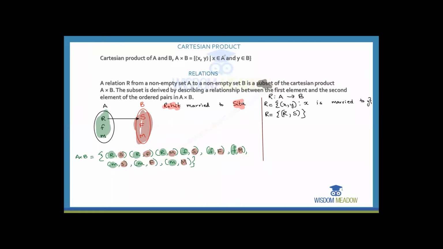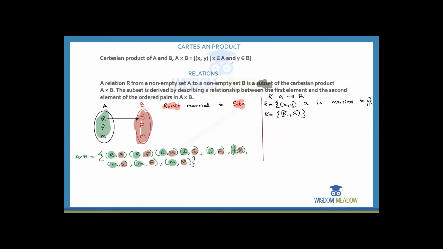In this, please understand that you will not consider the case where Rohit's father is married to Rohit's mother, or Sita's father is married to Sita's mother. Why? Because this relation is from A to B, that is from Rohit's family to Sita's family. So there is only one element in this relation, which is Rohit related to Sita.